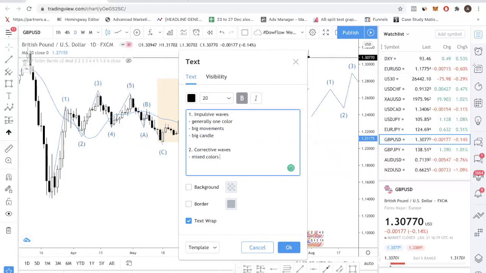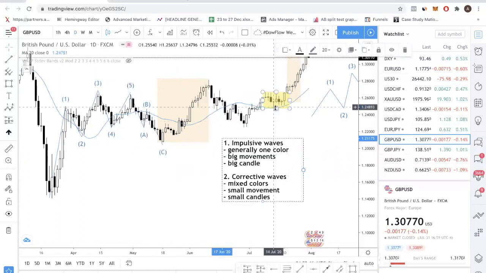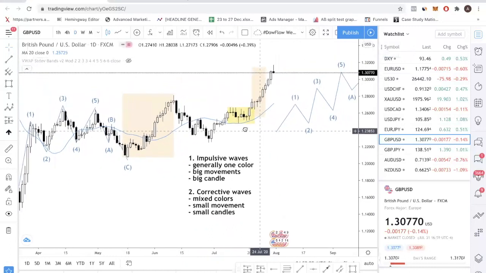Okay, mixed colors candle, and then you have a small movement. Like consolidation, and then you have small candles. So if you look back at the chart, you can see that this is the perfect corrective wave, because you have very small candles, a very tight range, and tight bodies. So this is how you use it.